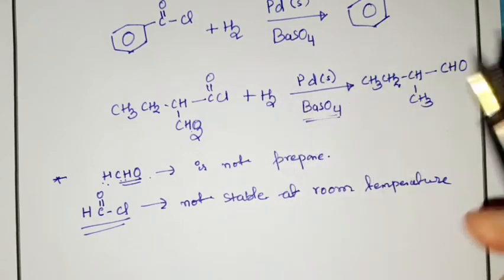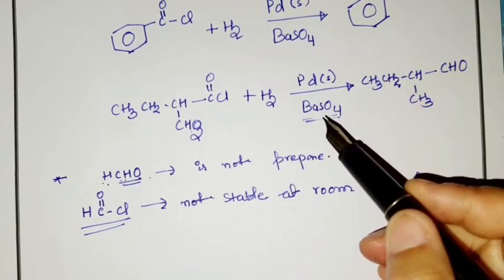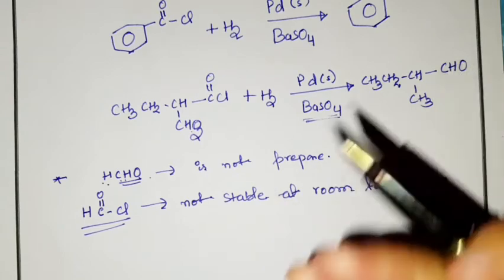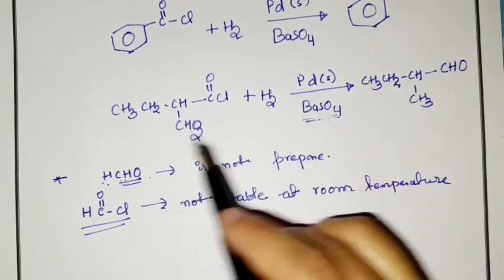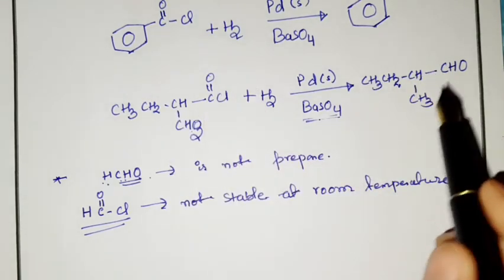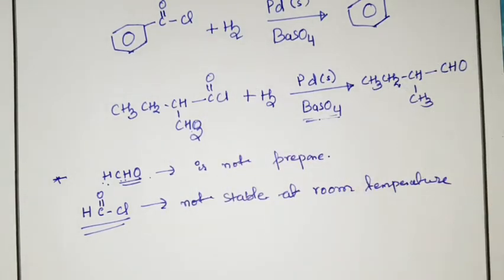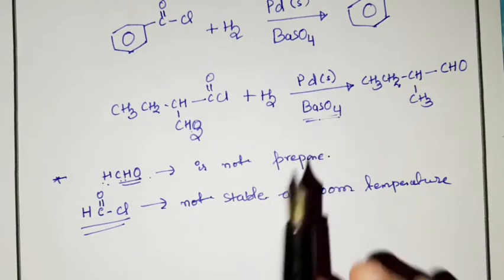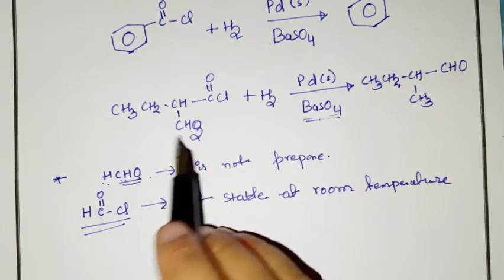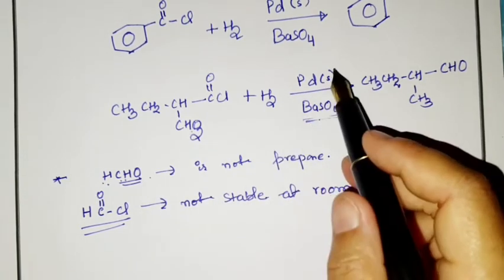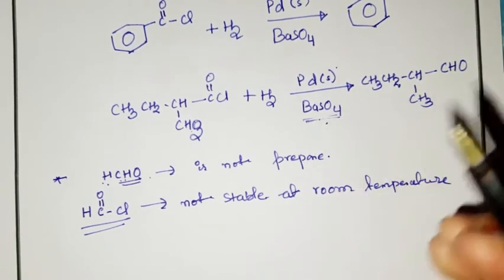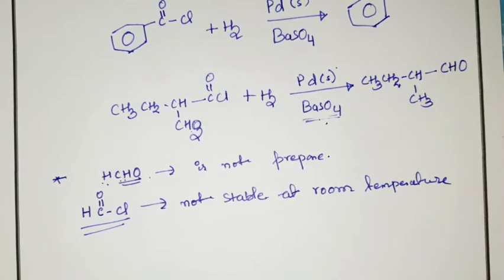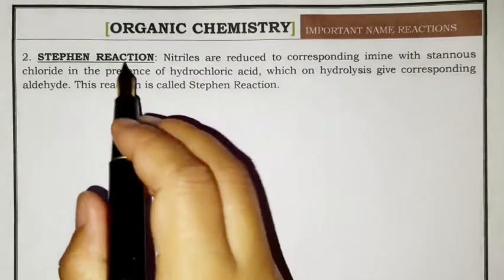which you have already done in surface chemistry. So the poison reduces the activity of the catalyst, and with the help of this, controlled reduction is taking place. So Rosenmund: acid halide, hydrogenation, palladium catalyst, barium sulfate as poison, and the product is the corresponding aldehyde. Now next is Stephen reaction.